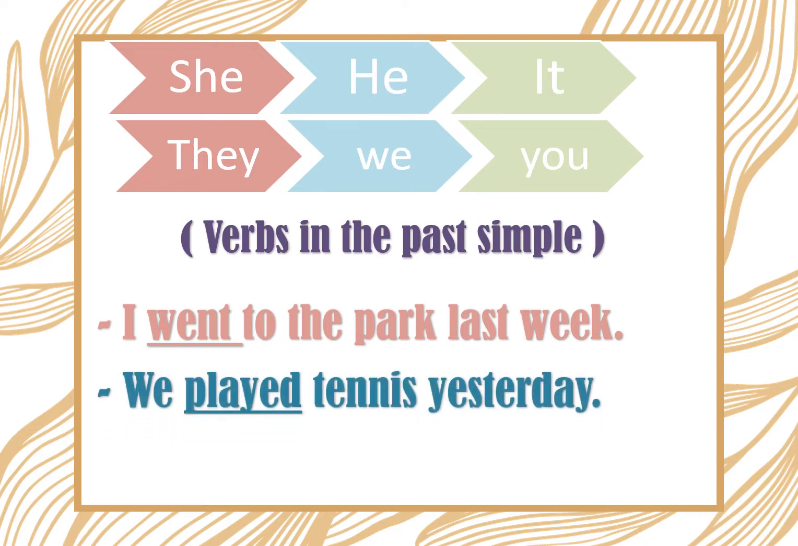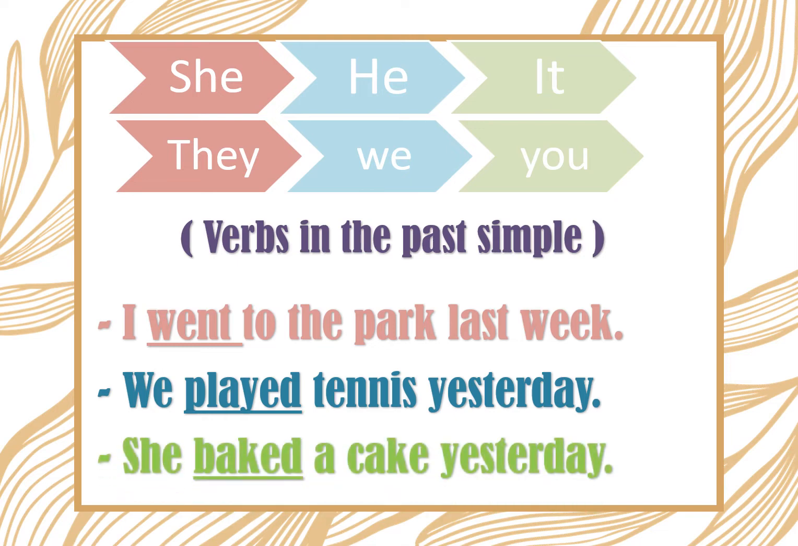We played tennis yesterday. Of course, the keyword here is yesterday. And here we use the past simple tense of the verb play. So we said we played tennis yesterday. She baked a cake yesterday. Again, we have the keyword yesterday, and the past simple tense of the verb bake is baked.